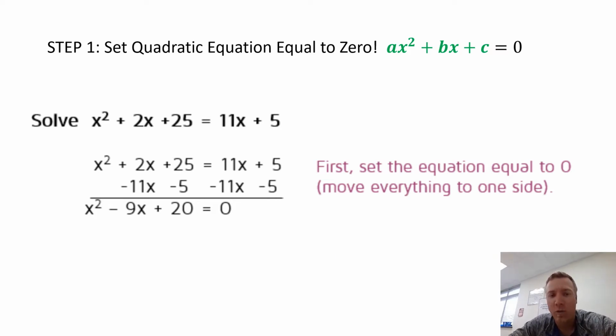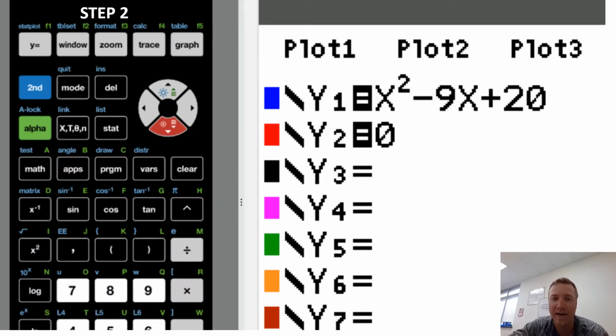Here's an example of a quadratic, but it's not set equal to 0. It's set equal to 11x plus 5. So you can see there in a couple steps, they moved the 11x to the left side of the equation by subtracting it. They did the opposite operation. And the plus 5, they did the opposite or inverse operation and subtracted to its like term. They lined up the like terms on the left side, and when they did that, it's where they got the quadratic x squared minus 9x plus 20, and now the quadratic is set equal to 0, and we're ready to put it into our graphing calculator.